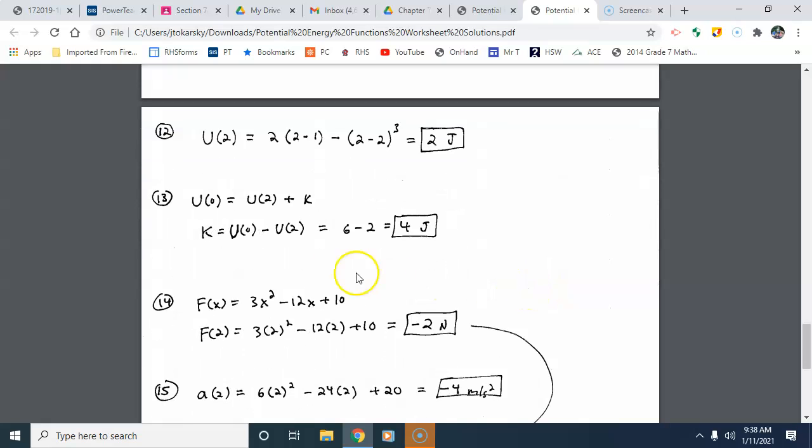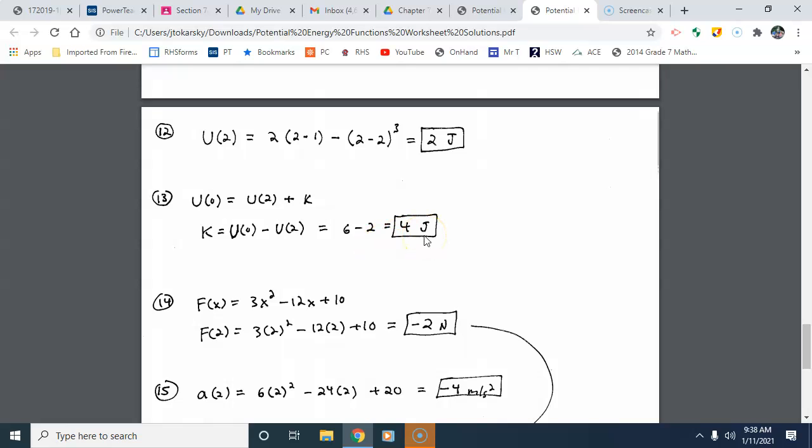And now we're kind of back to asking some of the same questions from earlier. In number 13, how much kinetic energy does it have there? Again, remember U of 0 is 6. Solve for K, the kinetic energy, and that's 6 minus 2, so it would have 4 joules there based on using conservation.